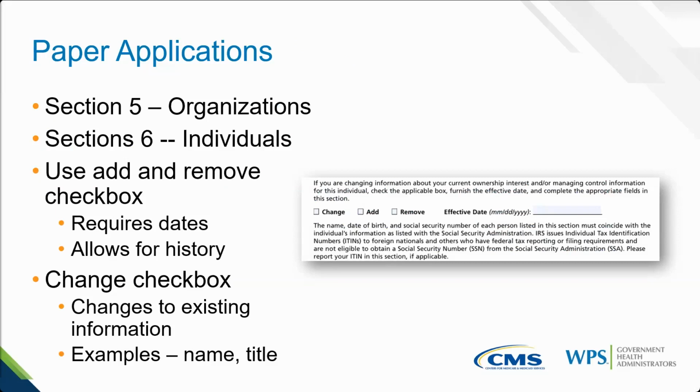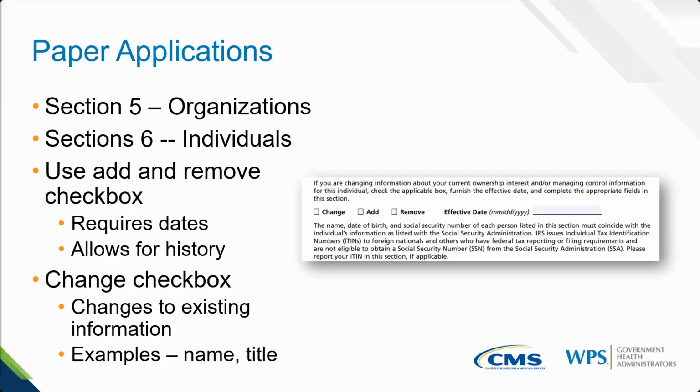You're going to see in both of those sections some checkboxes at the top: change, add, and remove. Change is not used very often; a name change is probably what we see most often. If you are changing somebody's role, or changing your authorized official, you're going to want to use the add and the remove checkboxes, because we are required to maintain a history of when this individual was in that role, was an authorized official, and when the next individual came in.